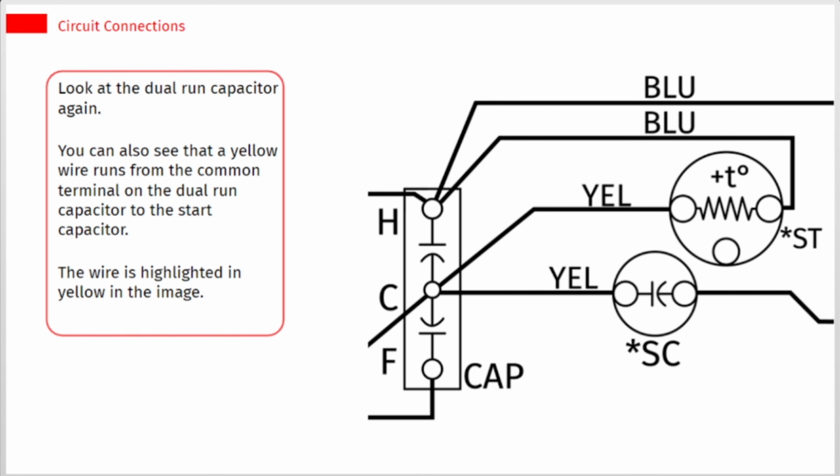Look at the dual-run capacitor again. You can also see that a yellow wire runs from the common terminal on the dual-run capacitor to the start capacitor. The wire is highlighted in yellow in the image.